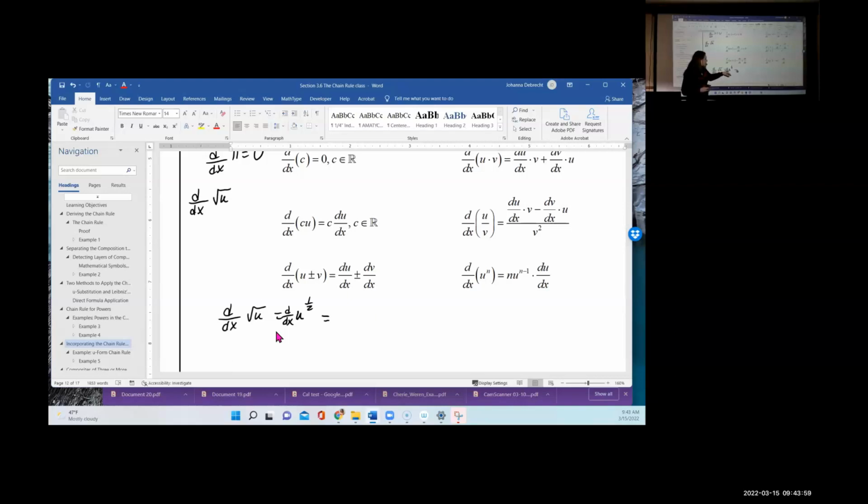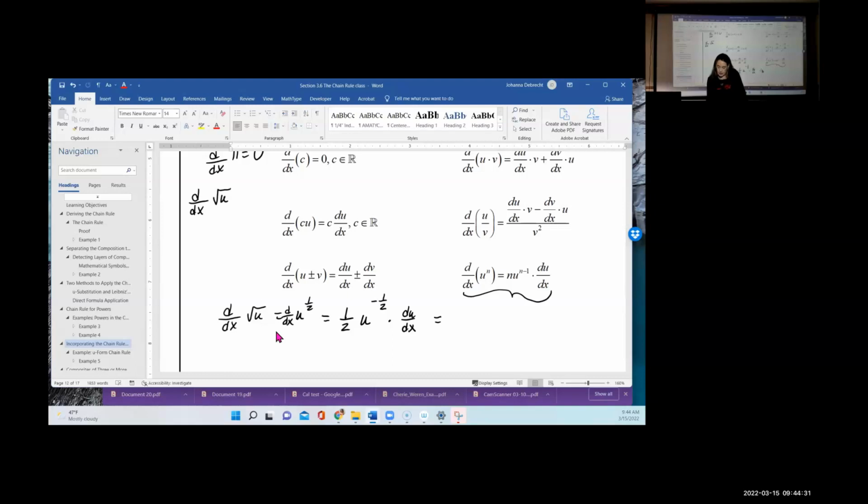So we can think of this as the derivative of u to the 1/2. And then we can apply the power rule, which is over here on the side. So applying the power rule, we bring the 1/2 to the front. We reduce the power on u by 1, which makes it a negative 1/2. And then we multiply, of course, by the derivative of u with respect to x. And that's basically using this rule right here.